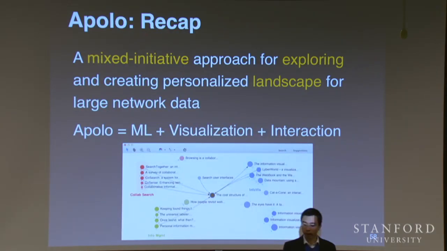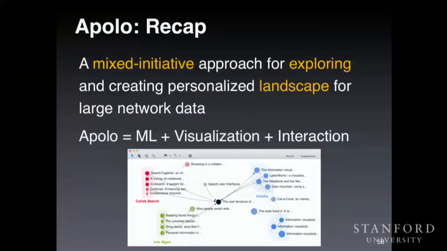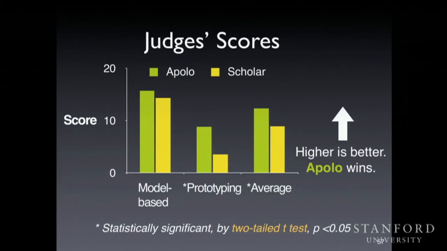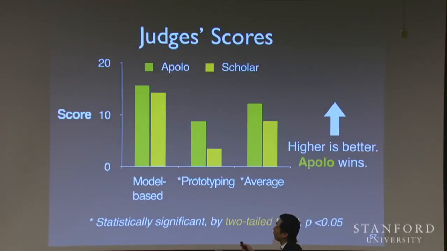So recap, yes? So it wasn't statistically significant for model-based? No, it's not, because it's already very easy for Google Scholar. Well, it seems to me like your Apollo works really well when you don't have keywords, and Google Scholar works really well when you do have keywords. Yes, you can think of it that way.